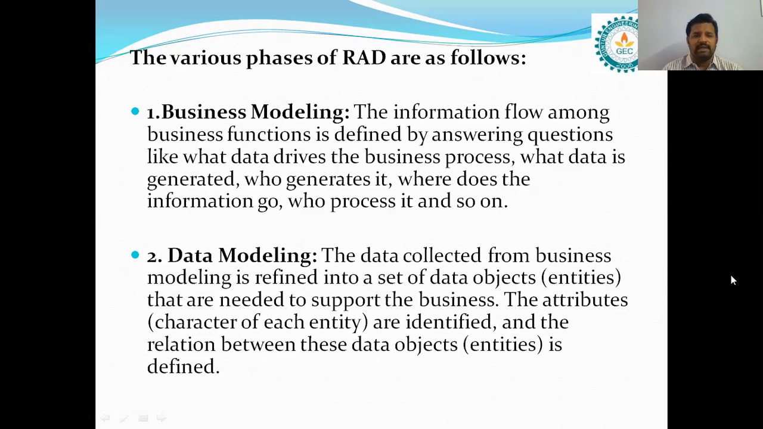Right? Clear? Whatever data is collected from the business modeling stage is refined, that is purified, into a set of data objects which are called entities, and these entities are needed to support the business. The attributes, which are nothing but the characteristics of an entity, are identified. The features of entities are identified here in the data modeling phase, and the relationships between these entities are defined, right?